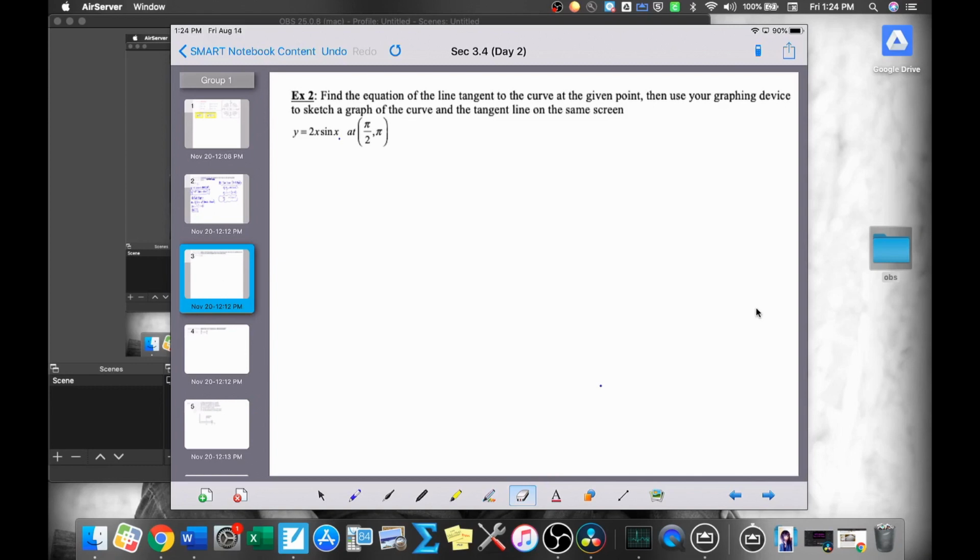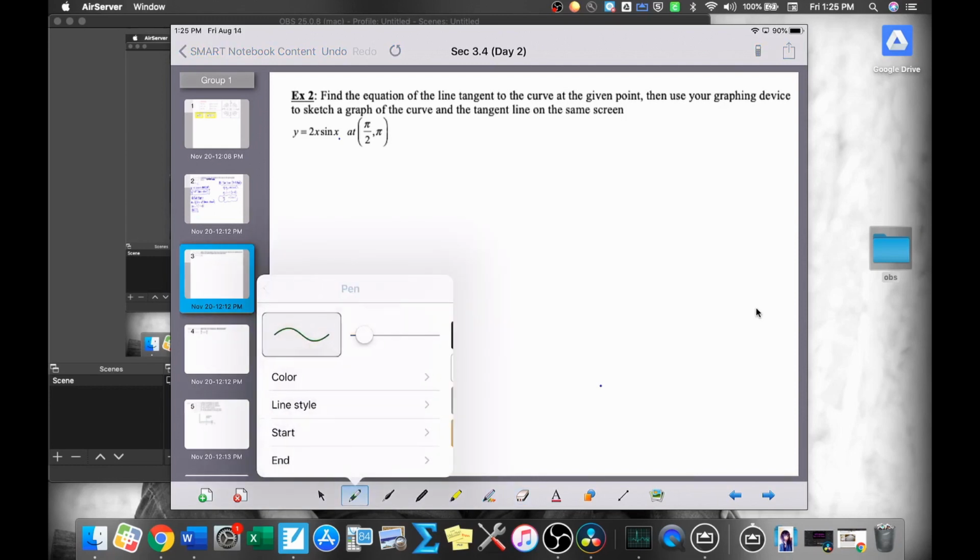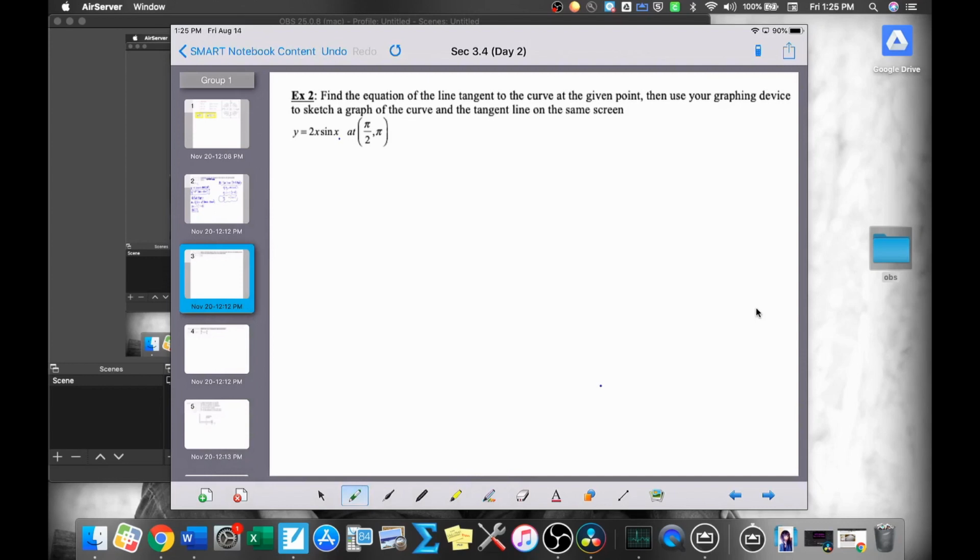Example 2 asks us to find another equation of a tangent line, but then after we do the math, they want us to follow up by using our graphing device to sketch a graph of the curve and a graph of the tangent line on the same screen so that we can have a visual representation of the math that we just did. So for example 2, we're going to be doing the same things that we just did in example 1. We're going to begin by finding y prime, the equation for the derivative of y.